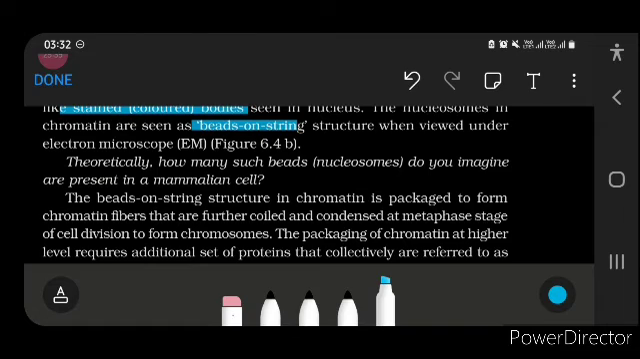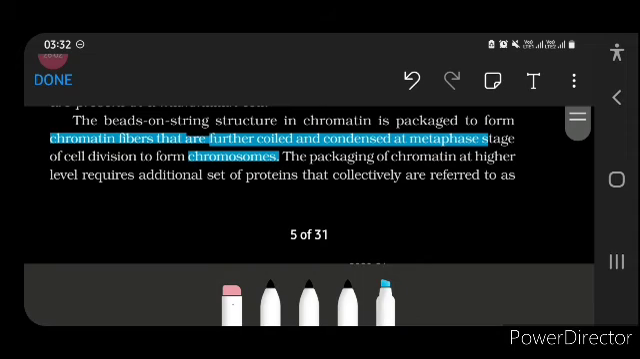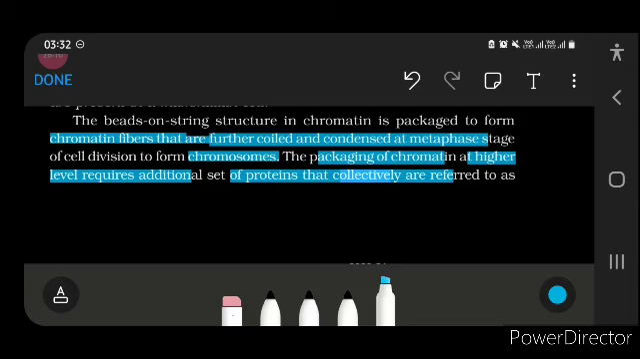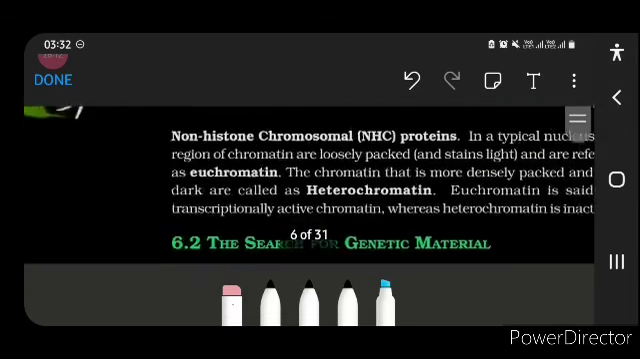The beads on a string structure in chromatin is packed to form chromatin fibers that are further coiled and condensed at the metaphase stage of cell division to form chromosomes. The packaging of chromatin at higher levels requires an additional set of proteins that collectively are referred to as non-histone chromosomal proteins.